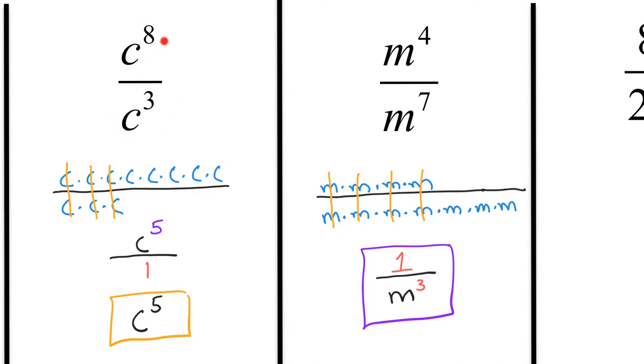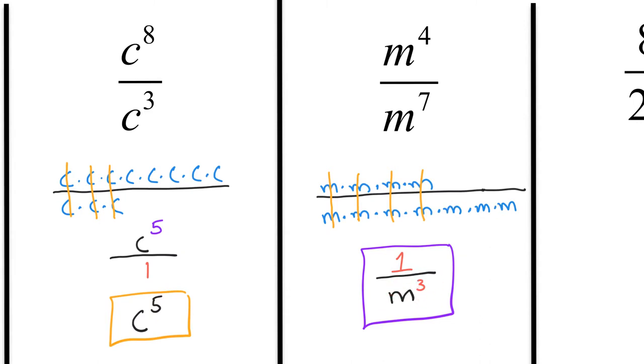On the top of the fraction, 8 is the highest exponent. So that means your answer is going to have the variables on top of the exponent. You keep the base where the highest exponent is at. Over here, same thing. The highest exponent is on the bottom of the fraction. 4 and 7, the highest exponent is 7. So you will keep the base on the bottom of the fraction.